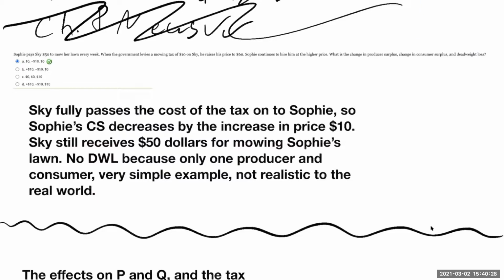Wait, quick question. Why isn't the lawnmower having a producer surplus of $10 if he's making more? Because that $10 is going to the government right away through the tax. He won't get to keep any of it. Got it. Yeah, because his price used to be 50 and now it's 60. So basically he just increased his price by the amount of the tax.